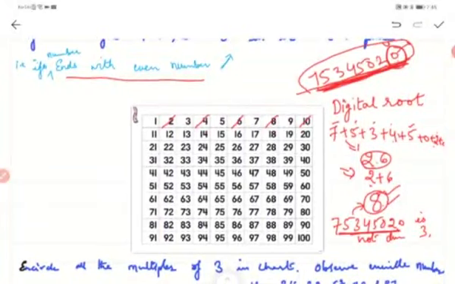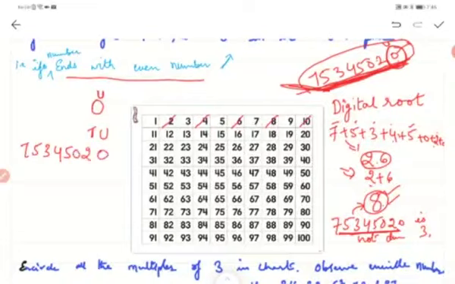So for 2, you can easily remember. For 4 now, for 2, what we did, we checked the number at the units place, isn't it? So for 4, you will check the number in the last 2 places, that is units place and tens place. Okay, let me take the same number, 75345020. We are going to check the last 2 places of the total number.